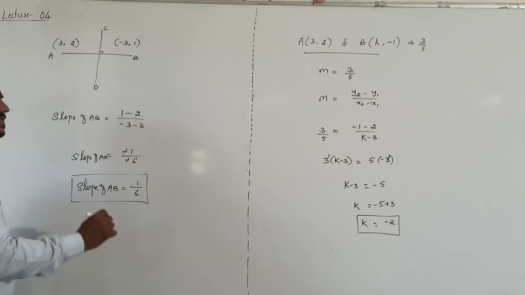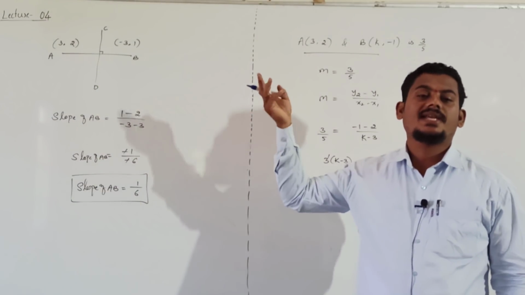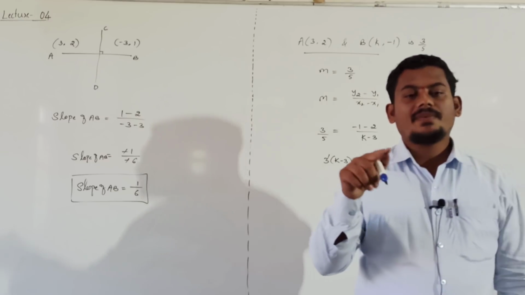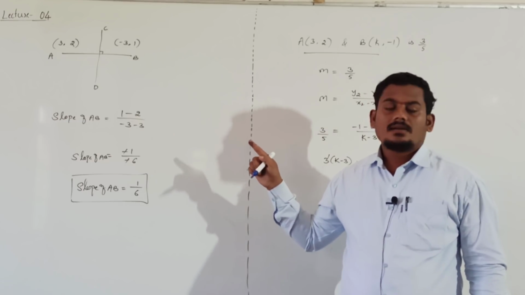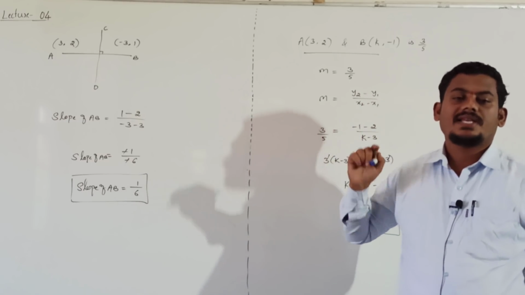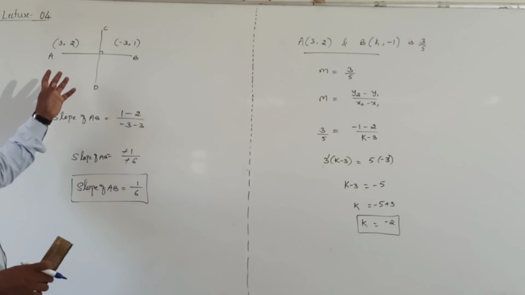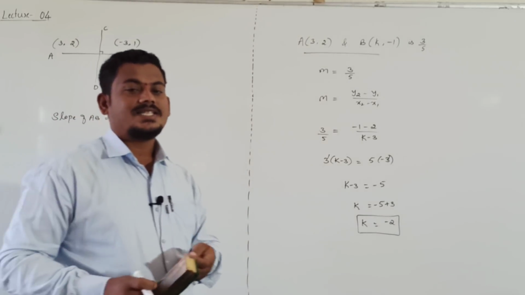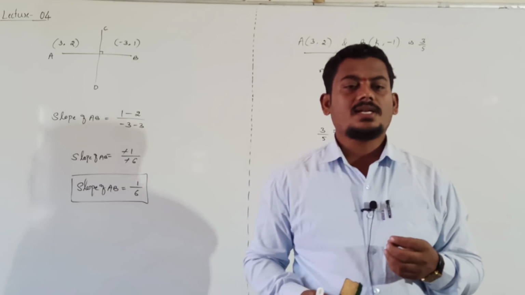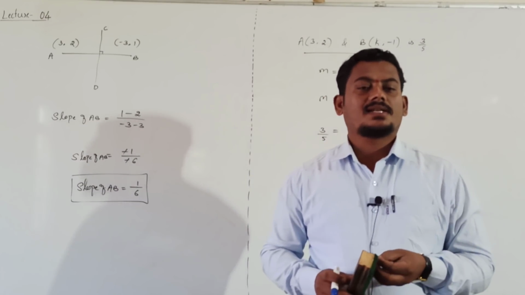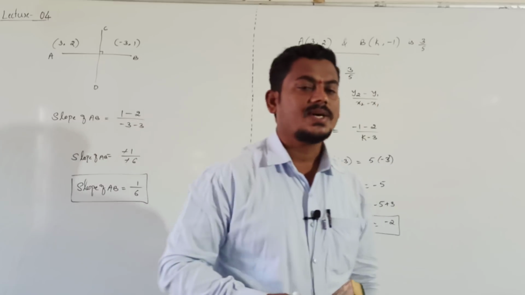But our requirement is slope of CD. We need to find the slope of a line which is perpendicular to the line joining the given 2 points, right? Then tell me, if 2 lines are perpendicular, what is the condition? The product of slopes is equal to minus 1. When two lines are perpendicular, then the product of their slopes is equal to minus 1.